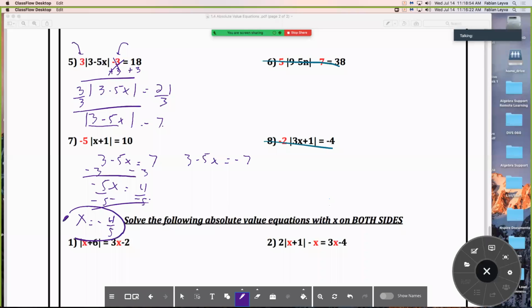Now there's no way to reduce 4/5, so I'm going to leave it exactly the way it is. Concentrating on the other problem, I'm going to minus 3 on both sides. Negative 5x is equal to a negative 10. Dividing by negative 5 on both sides, you finally end up with x is equal to a positive 2. So those are your two solutions. You plug those in and you're going to be correct. It'll be good.